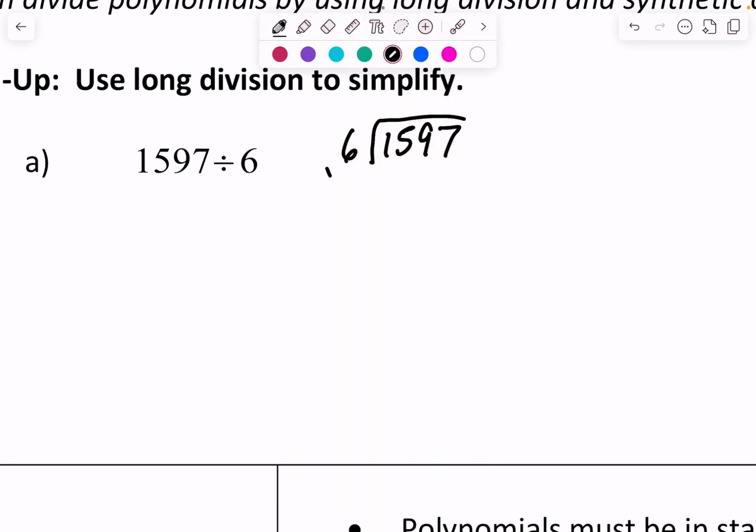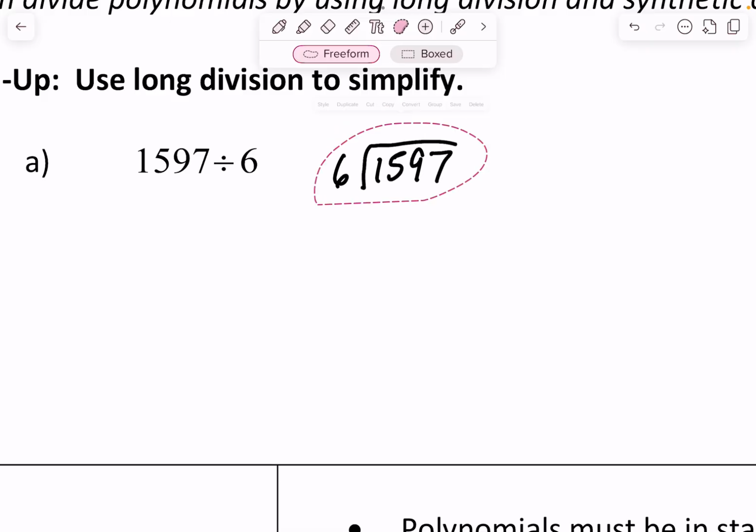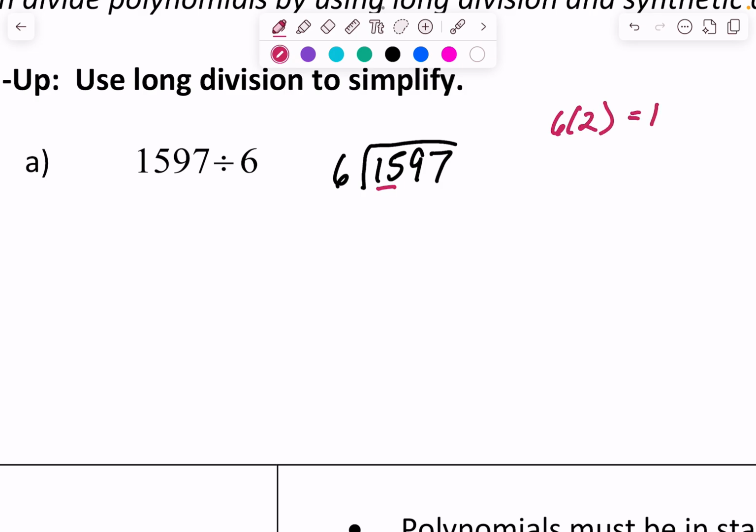okay, I'm asking questions like, can 6 go into 1? It can't go into 1, so 6 can go into 15 though. So 6 times 2, we get 12. So I'm going to write 12 below the 15. And I'm going to write my 2 up top because it went in 2 times.